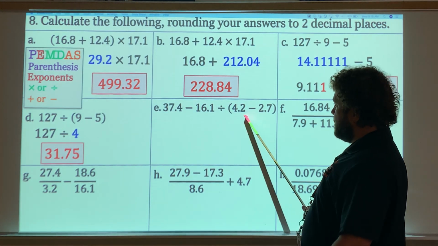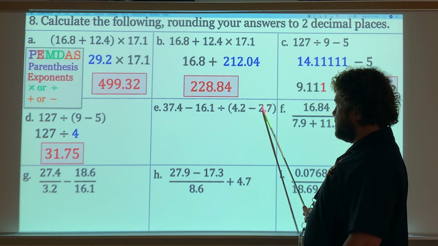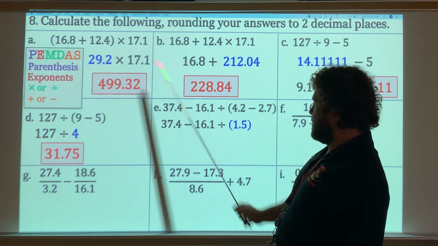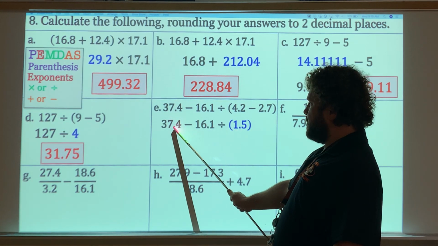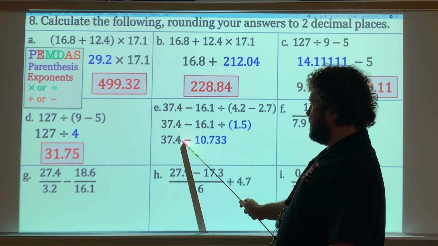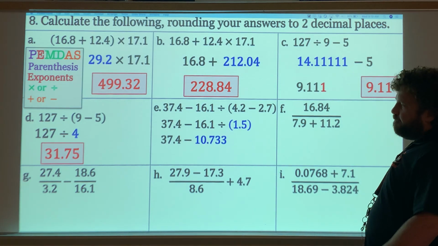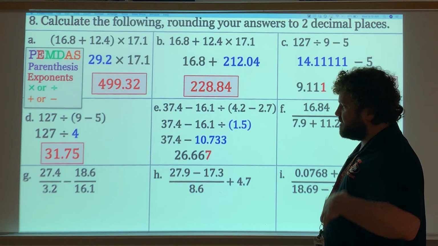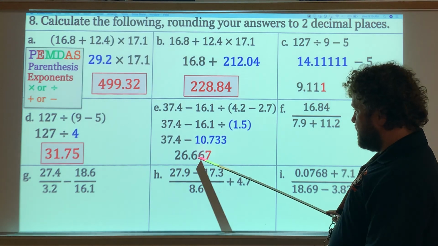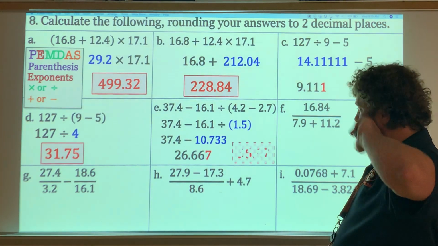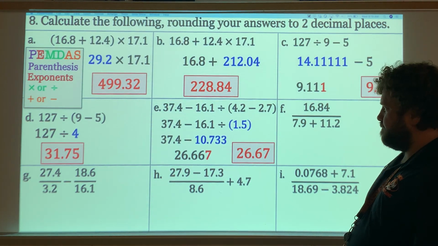Here. All right. First step, parentheses. 4.2 minus 2.7 is 1.5. Second one, no exponents, so multiply or divide, we have division: 16.1 divided by 1.5. We do this first. 37.4 minus 10.733. Subtract these and you get 26.667, so pretty much 26 2/3. 7 is greater than 5, so it rounds up. So this 6 right here rounds to a 7, 26.67.